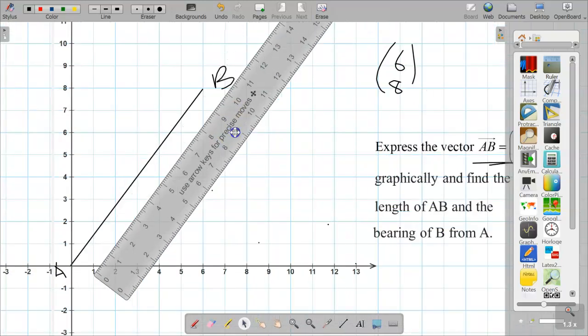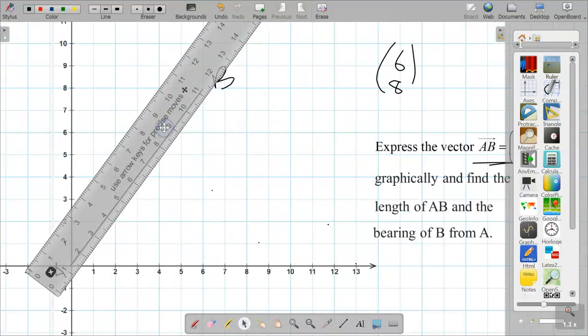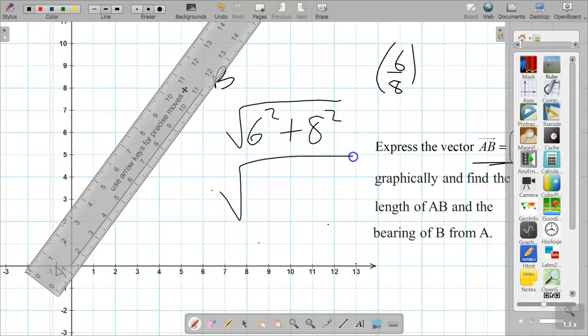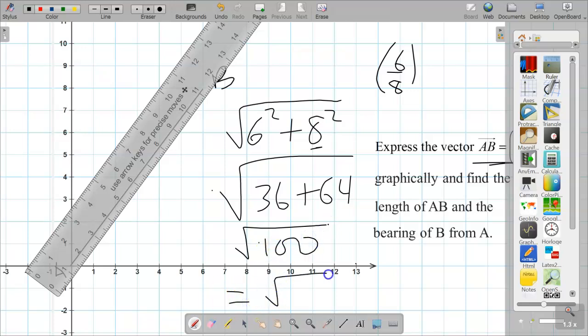Now let's also do the calculation and see. Now we all know how to find the magnitude of a vector. We use the formula: square root of the x component squared plus the y component squared. Now our x component squared will be 36, and then the y, which is 8 squared, is 64. Now if you simplify this, we have 100 here, and when we simplify further, the square root of 100 is going to give us just 10, right? So we get our 10 centimeters.